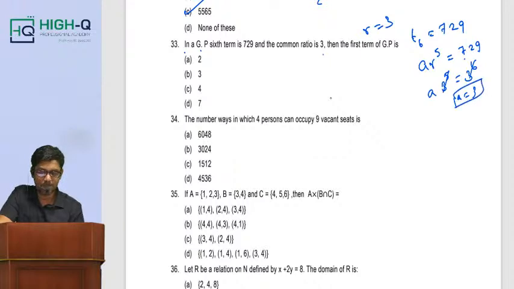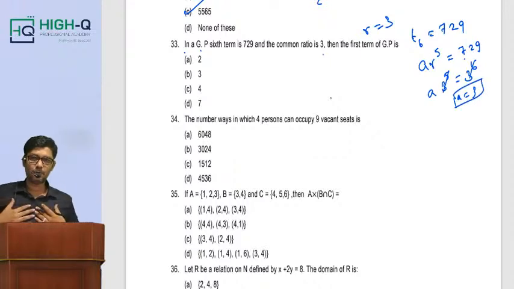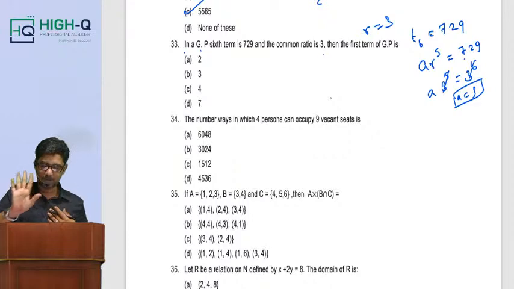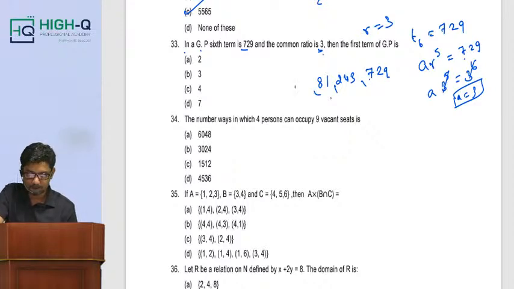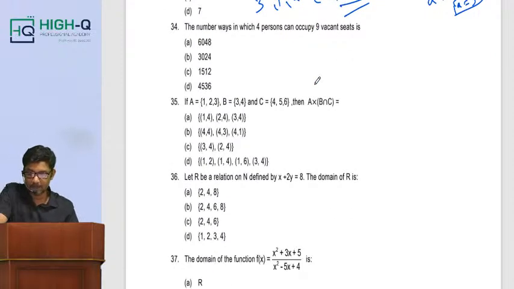This is what generally people do. But remember what I'm suggesting, just follow this. You know the sixth term. Common ratio you know. You have a calculator. 729 divided by 3 is 243. This is my fifth term. 243 divided by 3 is 81. This is my fourth term. Third term, second term, first term. Answer over. It's actually a power of 3 only.